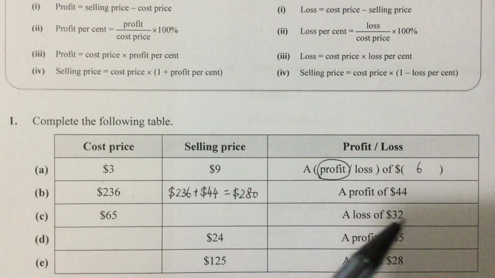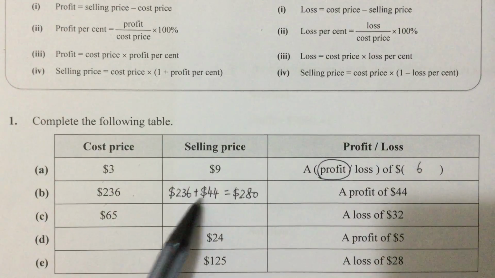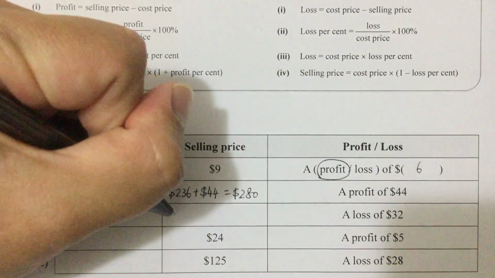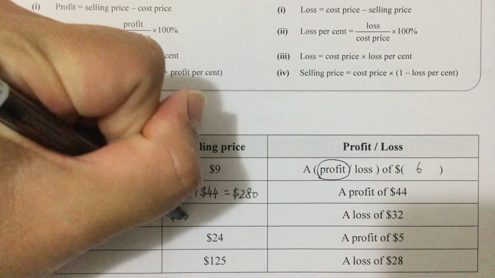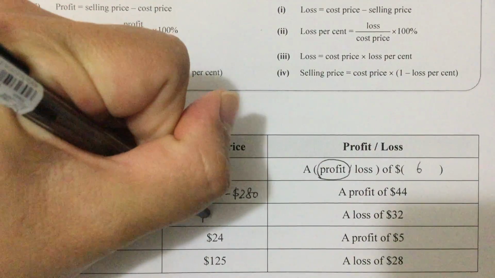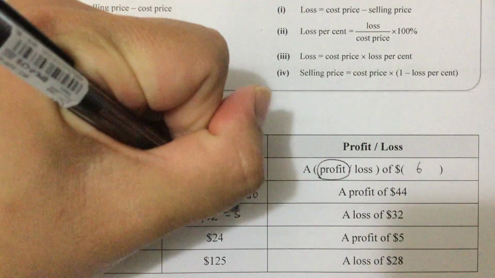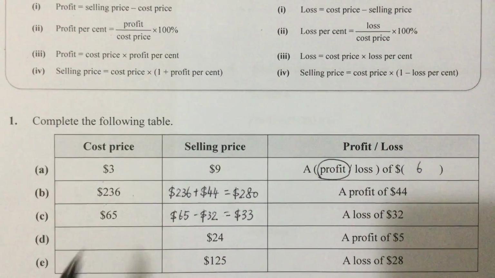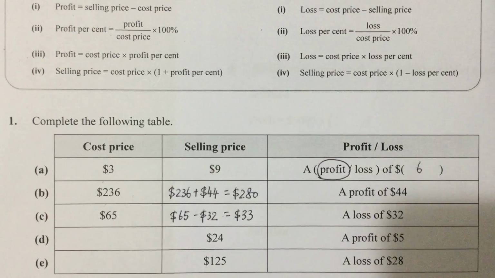And this one is a loss. That means the number for selling price must be smaller than the cost price. So this time you will use minus. You use 65 minus 32. So the answer is $33. So you lost $32. So the cost is much greater than it.